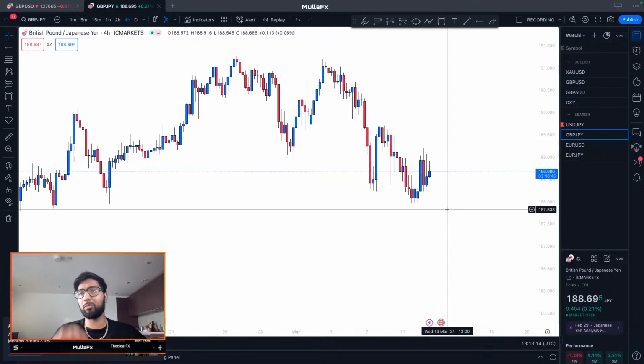Okay, so just looking at this, what I like to do is see where price is at the moment. At the moment, price is 188.6 or 0.702.